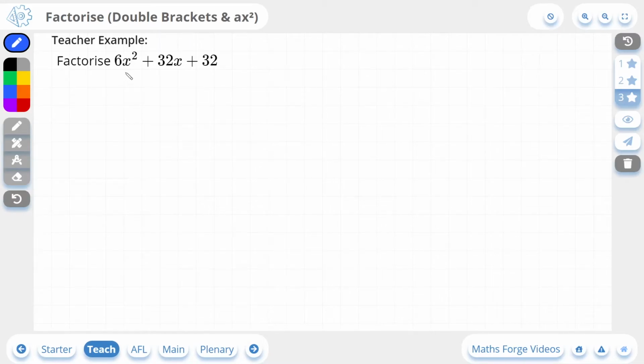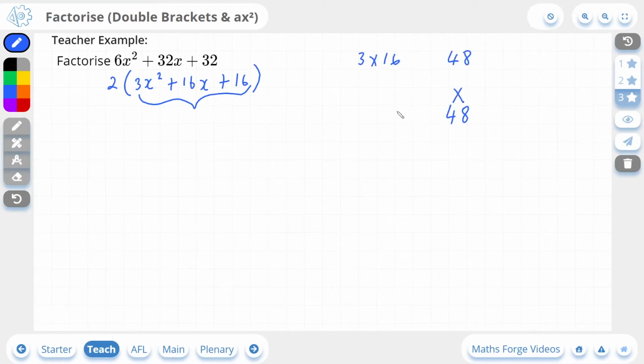Here I can see that there is a common factor of 2 in all three terms. So I'm going to go ahead and take that out. It's going to leave us with 3x squared plus 16x plus 16. Now I'm going to go ahead and use the method that we used in the 2-star example to factorize this expression here in the brackets. So step 1, multiply the coefficient of x squared, this 3, and the constant, this 16. So 3 times 16 is going to give us 48. Step 2, find two numbers that multiply to give you this 48 and add to give you the central term, 16.